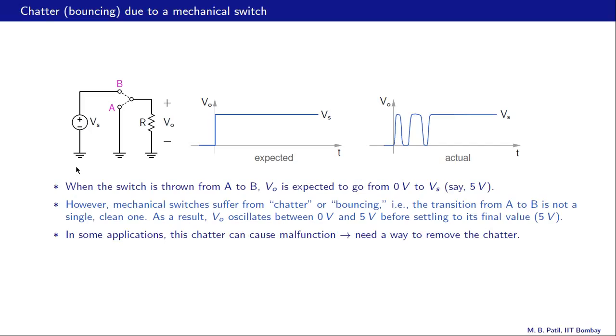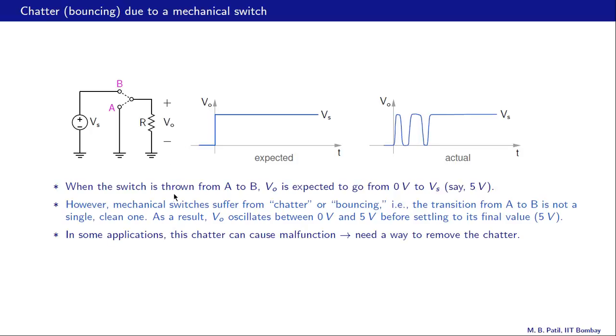Let us now look at a simple application of the RS latch. Let us look at this circuit. We have a power supply here, Vs, say 5 volts. We have a switch here. The switch position can be either like that or like that. And then we have a load, R. That is our output voltage across the load.